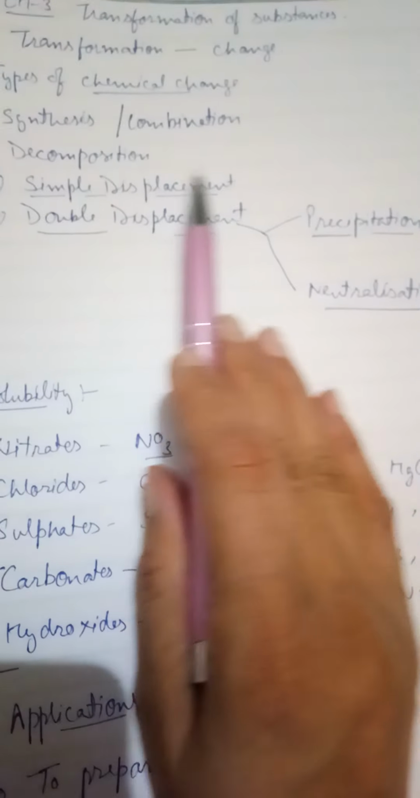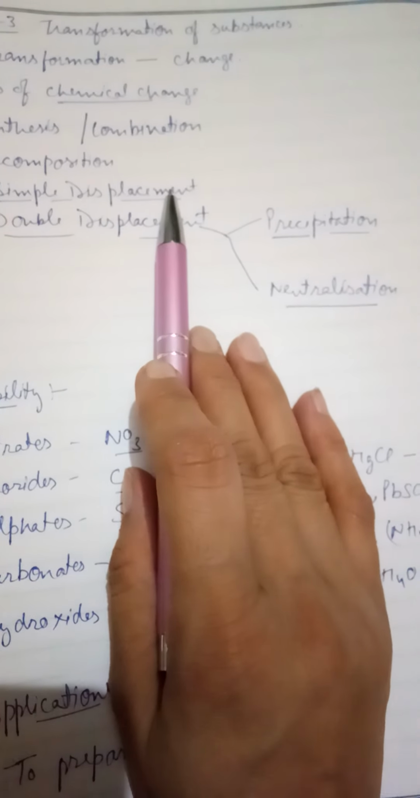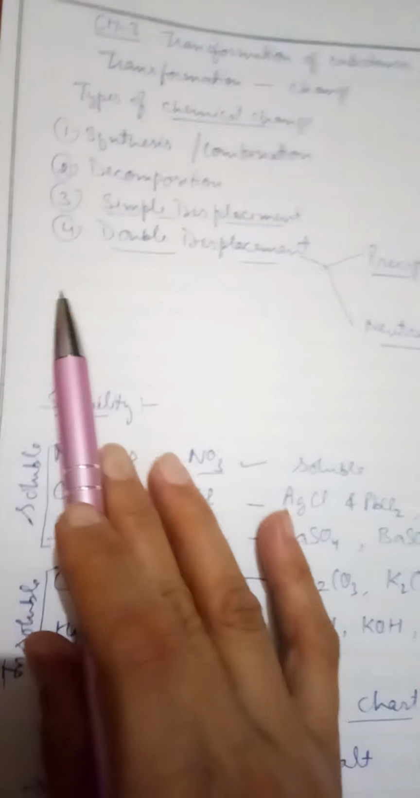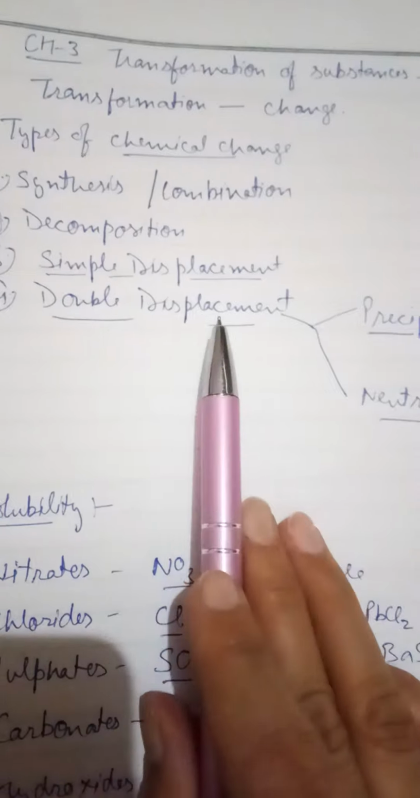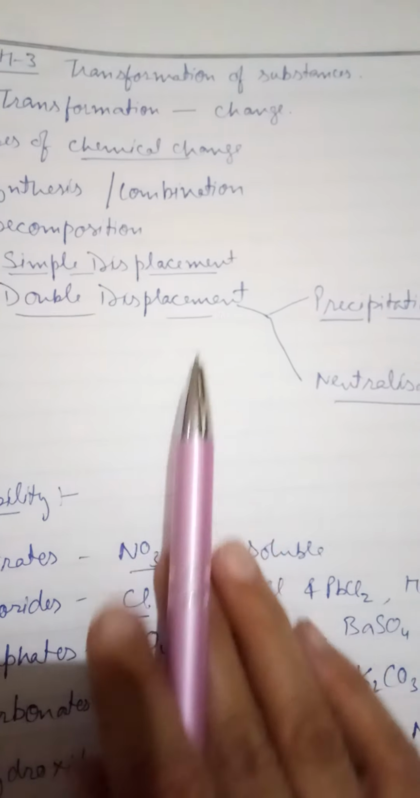Hello students, in the previous video you learned about simple displacement reaction, in which a more reactive element displaces the less reactive element from the compound to make a product. Now we are coming to the next classification, that is double displacement. Double displacement is nothing but the mutual exchange during the process.